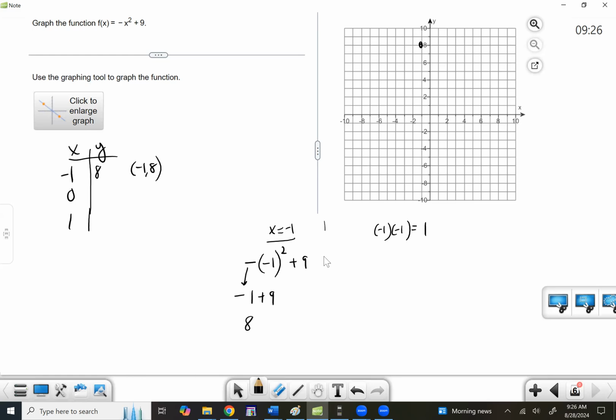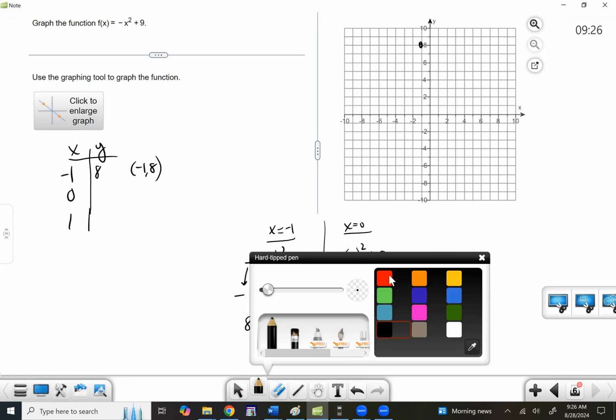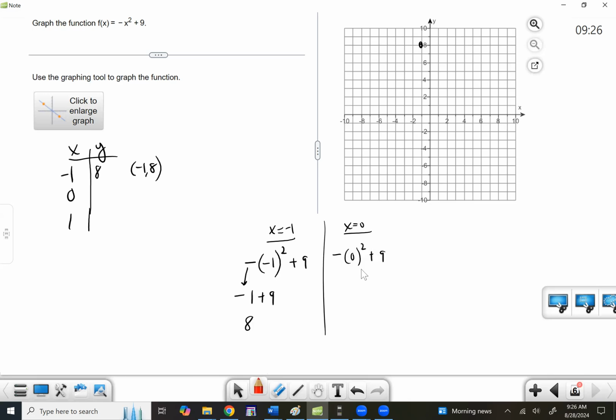All right, now we're going to do the same thing, except this time we're going to substitute in 0 for the x. So -0 squared plus 9. Well, we know that 0 times itself is just 0. So this whole piece is gone. So we're just going to get 9. All right, so we have an ordered pair at 0, 9.